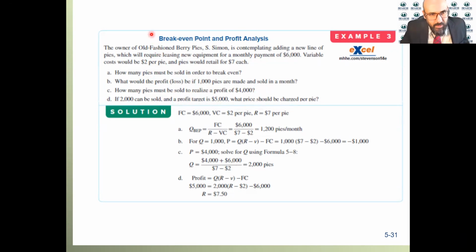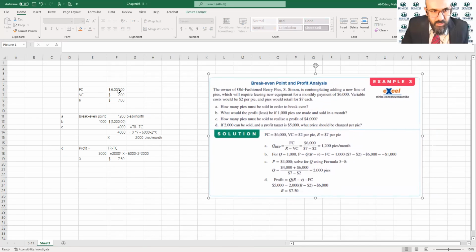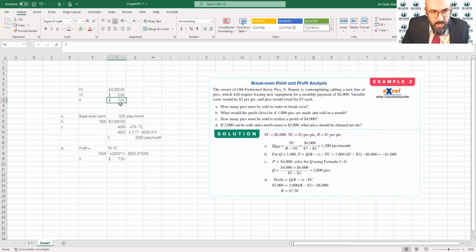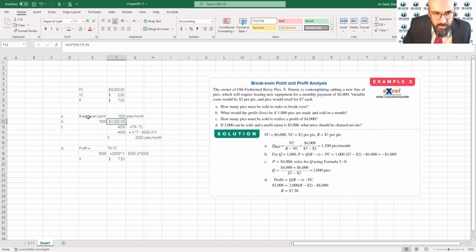Okay, so what I want to do is move this to Excel so I could share with you how we could solve it. All right, now we're back here and let's share my screen with you. All right, so we have summarized the data from the question. Fixed cost is $6,000, variable cost $2, revenue or the sales price is $7. To find the break-even point, we use the equation, which is the fixed cost, the 6,000, divided by 7 minus 2, the revenue minus the variable cost. And that will give you 1,200 pies per month.